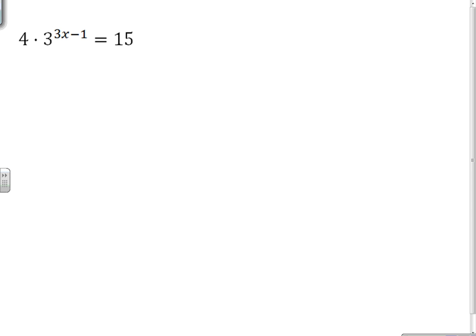All right, let's take a look at some of the 5.0 problems. First of all, with this one, you want to isolate the exponential part first. So you're going to need to divide through by 4. You can either leave it as a fraction, or since 15/4 is a nice decimal, you can just leave it like that. And I'm fine with that.